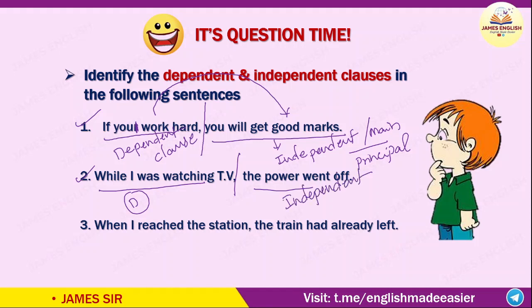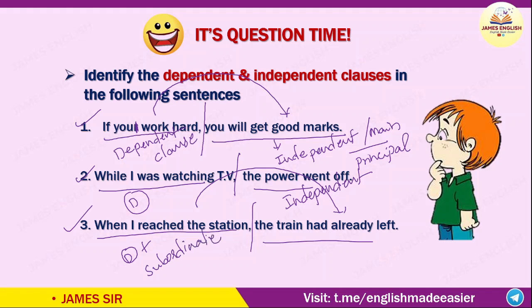Independent clause. And the third example: when I reached the station, or before I reached the station, the train had already left. Here we can come to a certain conclusion that this group of words is not complete. To have complete meaning, this group of words depends on the other group of words. Hence we can call it a dependent clause or subordinate clause. And the other part should be known as an independent clause. Hence friends, we can come to a conclusion.